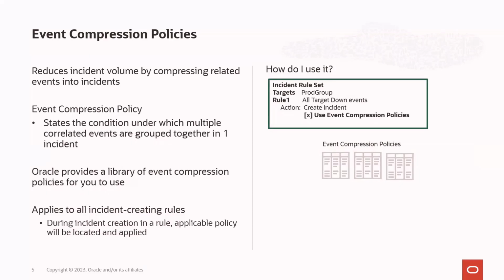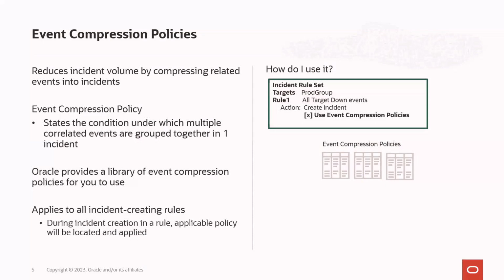For example, one out-of-box policy correlates and groups or compresses target down events from all WebLogic servers that are part of the same WebLogic cluster. Let's say you have an incident rule set with a rule to create an incident for all target down events for your production group, which includes your WebLogic servers. In your rule, make sure you also choose the option to use event compression policies.